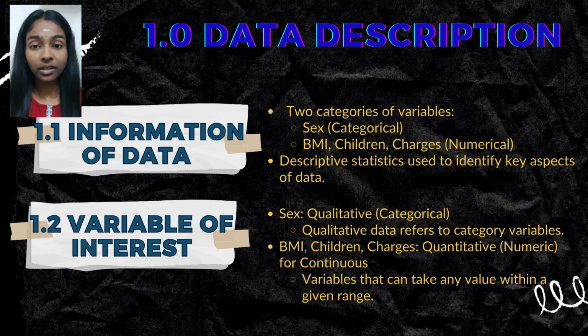Today I am going to present data description. Let's talk about information of data. Information of data encompasses two categories of variables. For example, sex is a categorical variable and BMI, children, and charges are numerical variables. Secondly, variable of interest. These variables are essential components of descriptive statistics, which play a fundamental role in quantitative data analysis and basic graphical analysis.